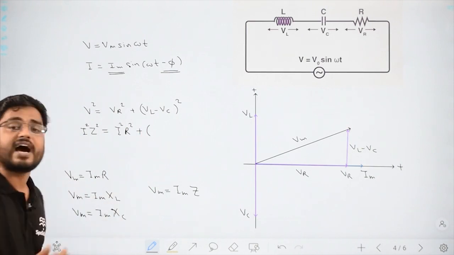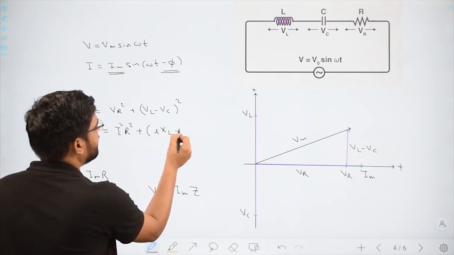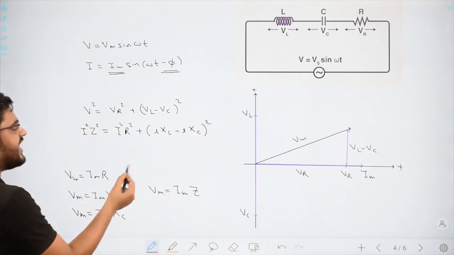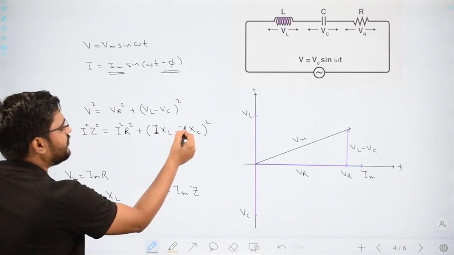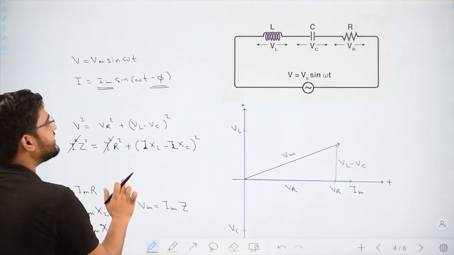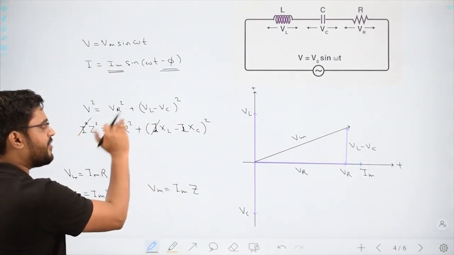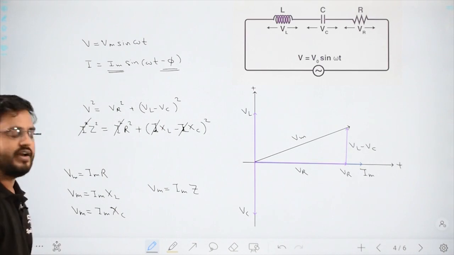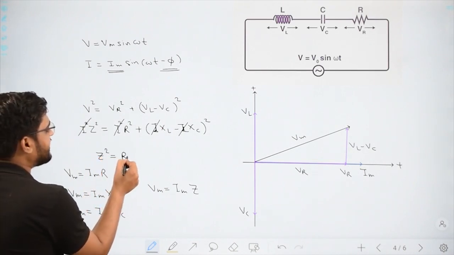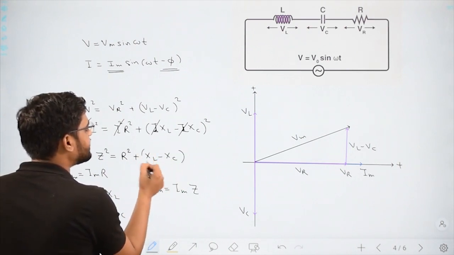VL is nothing but I into XL. So it is I into XL minus I into XC, and whole square. From this entire equation, you can cancel out the I square. When it comes, you can take that common, it comes out of the bracket, it is I square. And this is what we get. The Z square is nothing but R square plus XL minus XC whole square.